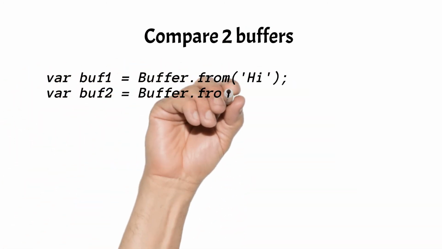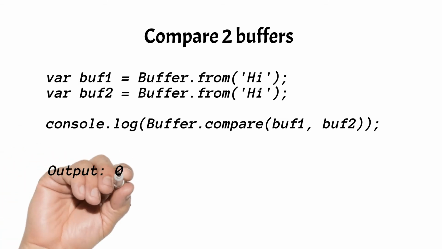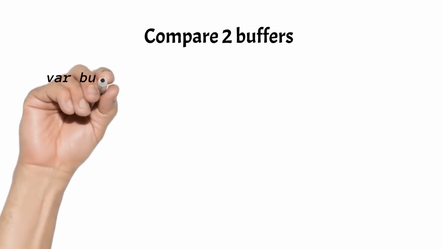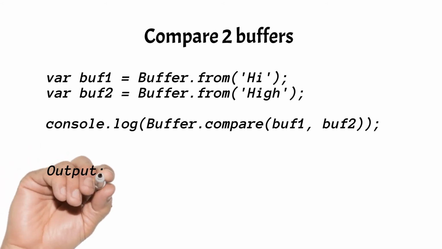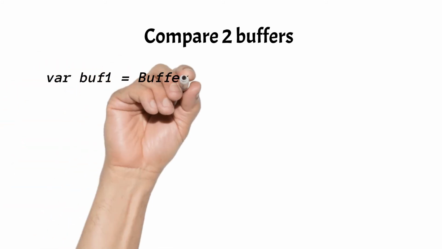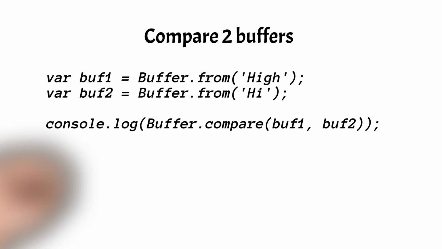The compare method compares the two given buffers. When we compare two buffers, it will return one of three values. The compare method will return 0 if both buffers are the same. If the second buffer either includes content of the first buffer or differs from the first buffer, then it will return -1. And if the first buffer starts with the same content as the second buffer, it will return 1.